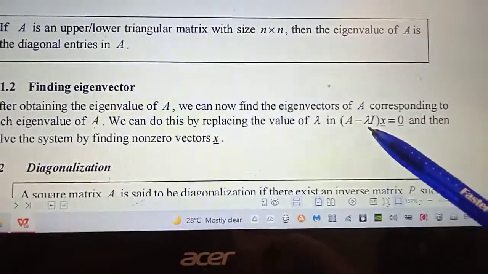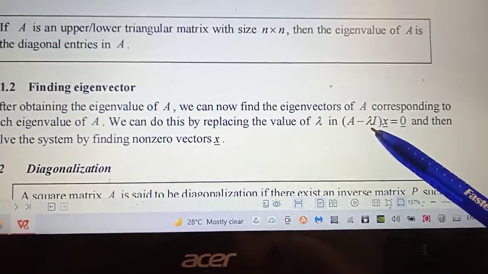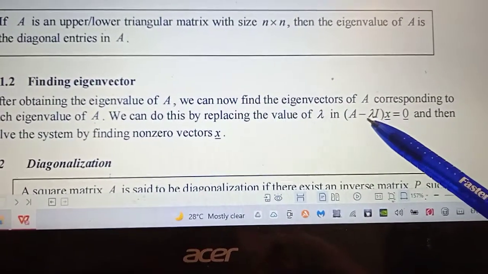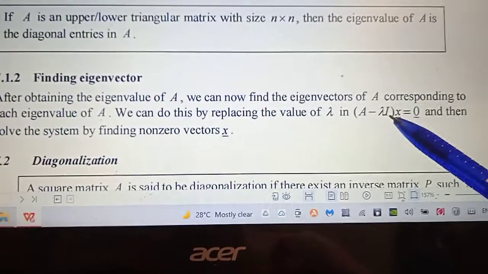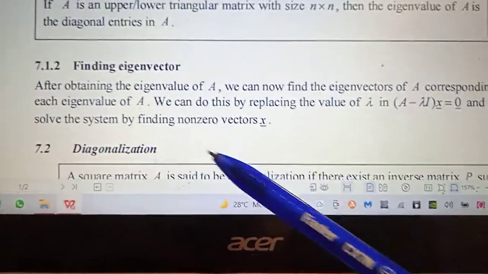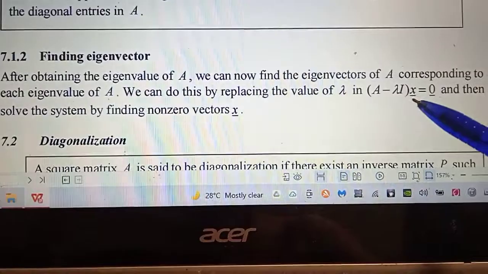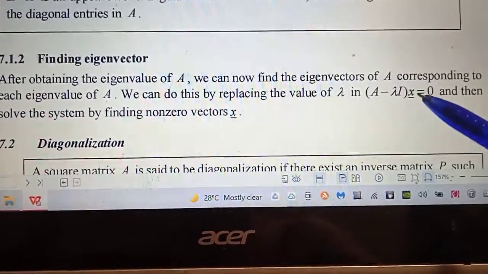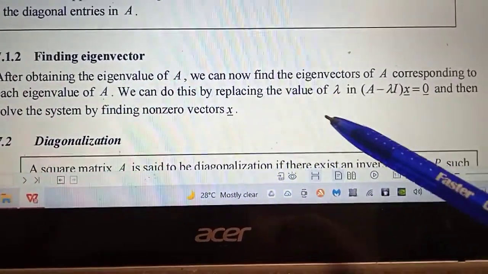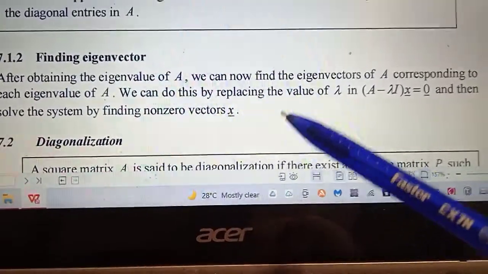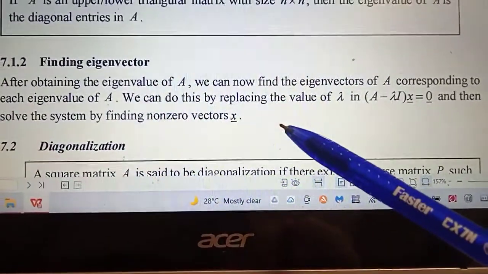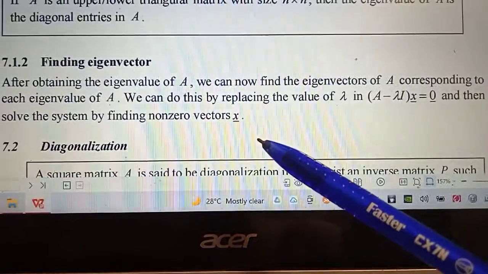Okay, now we obtain the lambda. Replace lambda in the equation by the one we obtained, and solve this one. Finally, we have another set of equations in x1, x2, x3 that represent the vector x. So the vector x is the eigenvector.